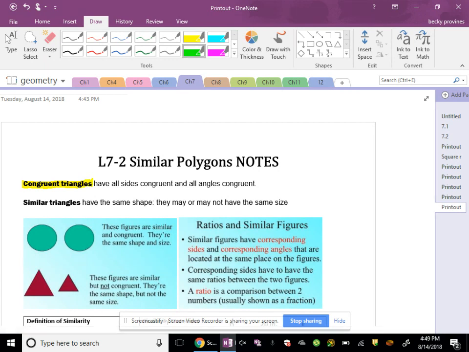This semester, we have something called similar polygons. Similar polygons, here's some keywords. They have the same shape, but they may or may not have the same size.